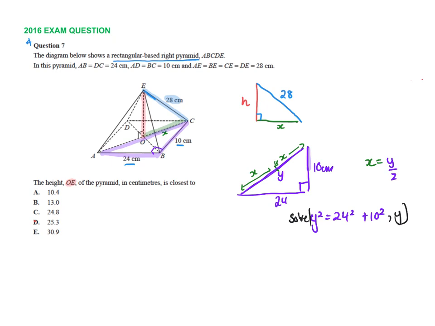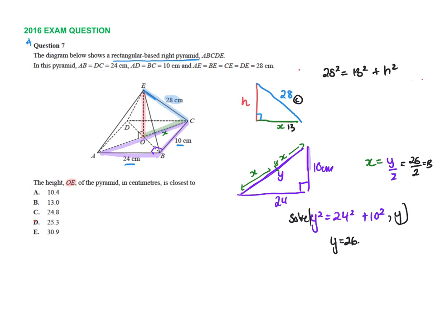So I'm just working that out on the calc. So we get y equals 26. So therefore 26 divided by 2 is 13. So now I know that this is 13, and now I can use Pythag again, where I go 28 squared, because remember that's the c, equals 13 squared plus h squared.